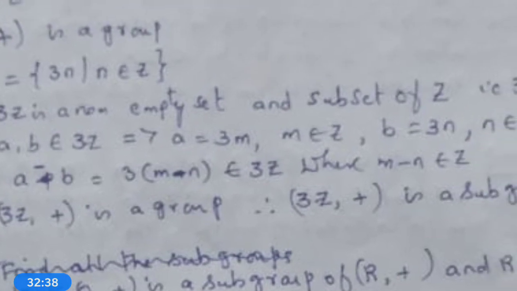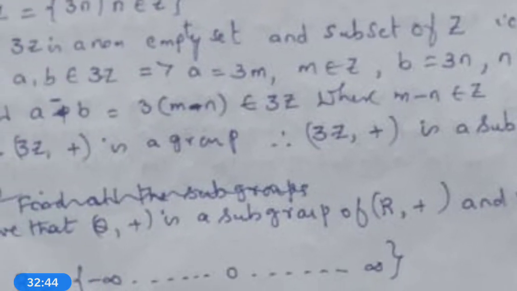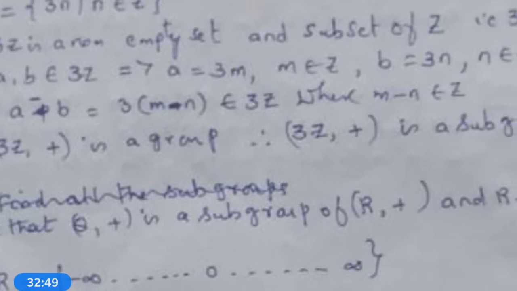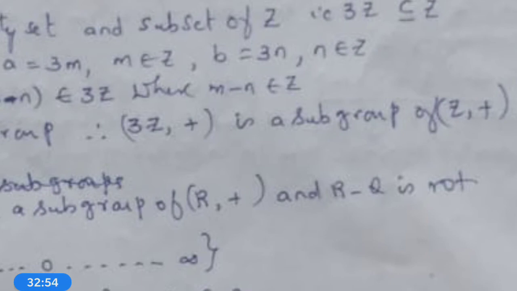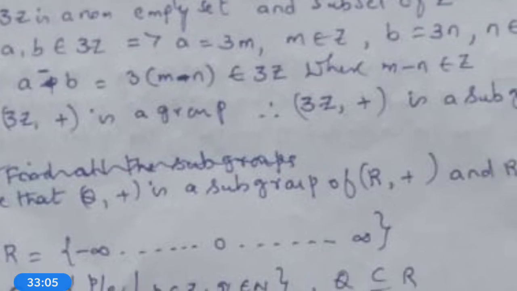Therefore 3Z is a non-empty subset of Z. That is, 3Z is a subset of Z. Now let a, b belong to 3Z. a is equal to 3m, m belongs to Z. b is equal to 3n, n belongs to Z. Now a plus b is equal to 3m plus 3n, which is 3 into (m plus n). Since m belongs to Z and n belongs to Z, m plus n also belongs to Z. Therefore 3 into (m plus n) belongs to 3Z.